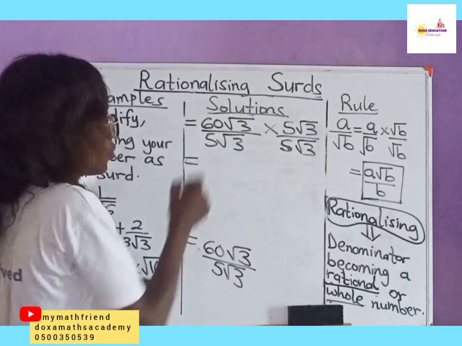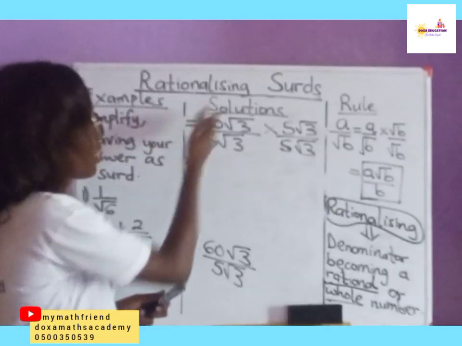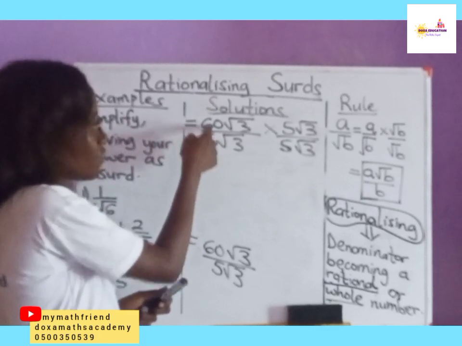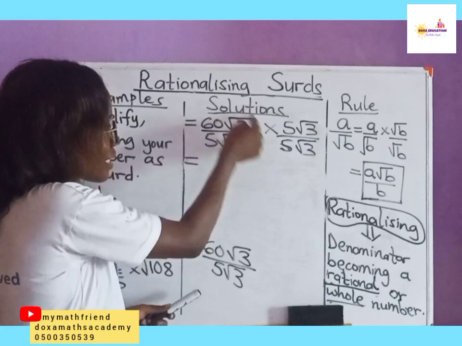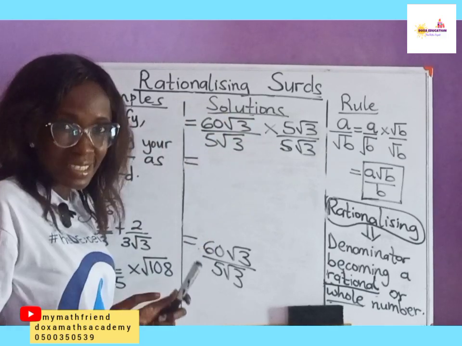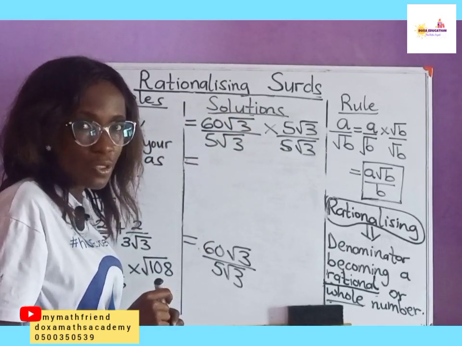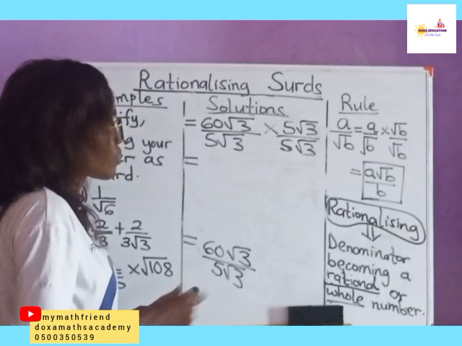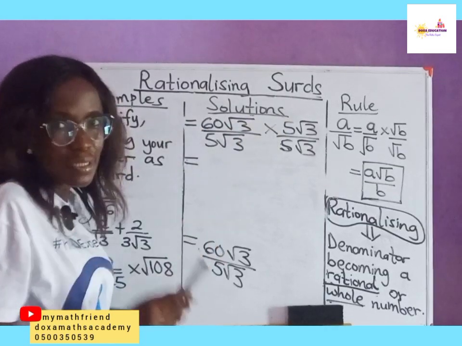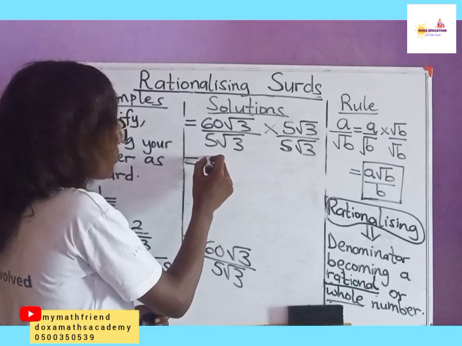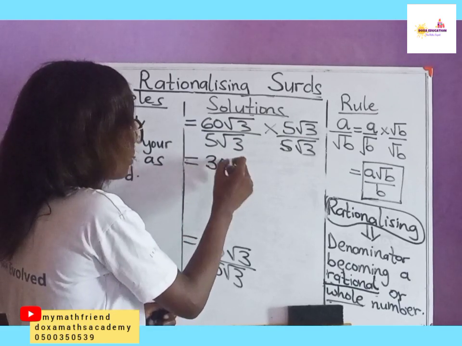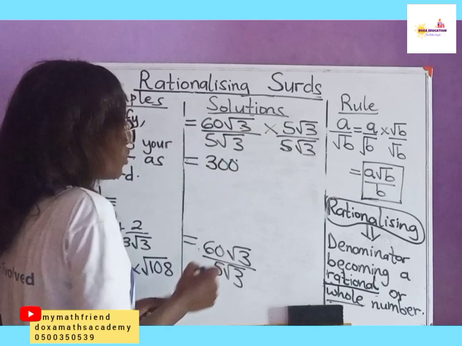Good. What happens at this stage? Somebody may say you want to cancel. No, you don't cancel. You don't say 5 goes, you don't cancel this way. You do the multiplication and come back to this single surd you had first. So what do you do at this stage? Numerator by numerator, denominator by denominator. 60 by 5 is 300.